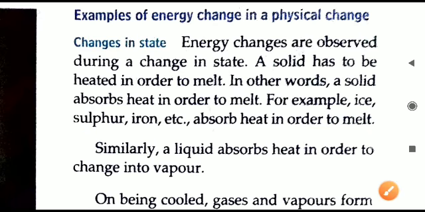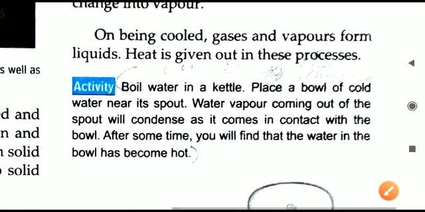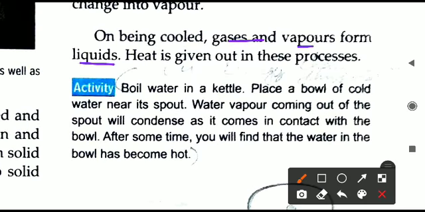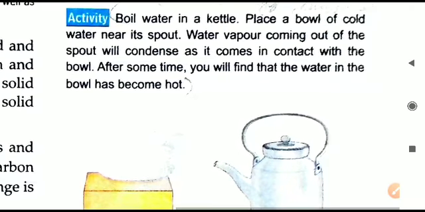So absorption of heat means what? It is an endothermic change. Similarly, a liquid also absorbs heat in order to change into vapors. Liquid like water changes to water vapor only when proper heat is there. So again an endothermic change is going on. Next, on being cooled, gases and vapors form a liquid. If you take any vapors or gas and cool it down, the heat from that gas or vapors will come outside. Heat will be given out in this process and the vapors or gas will convert into liquid. Because heat is given outside, it is an exothermic process.